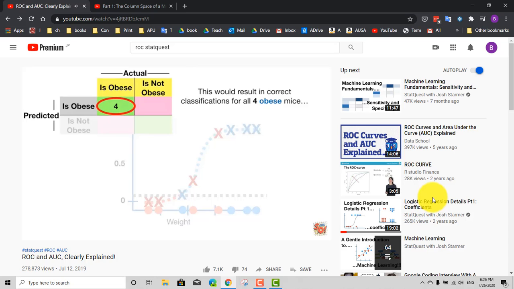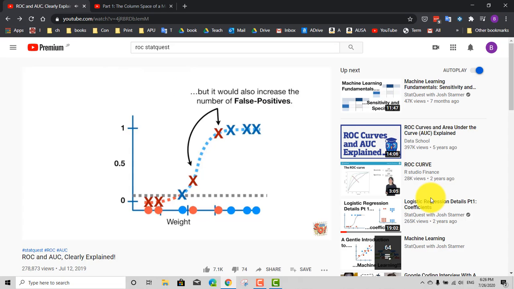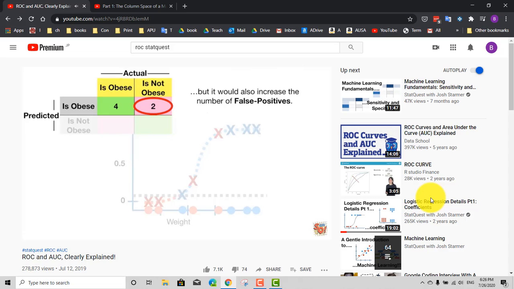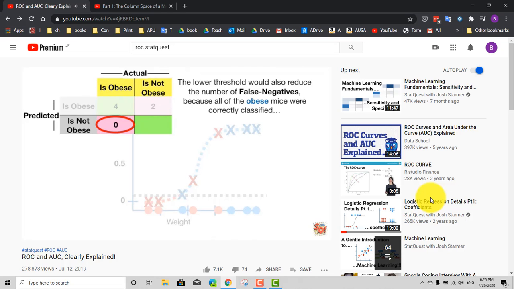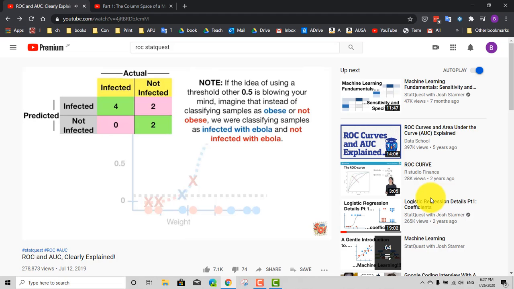The lower threshold would also reduce the number of false negatives because all of the obese mice were correctly classified. And it would reduce the number of true negatives because 2 of the mice that were not obese were incorrectly classified as obese.